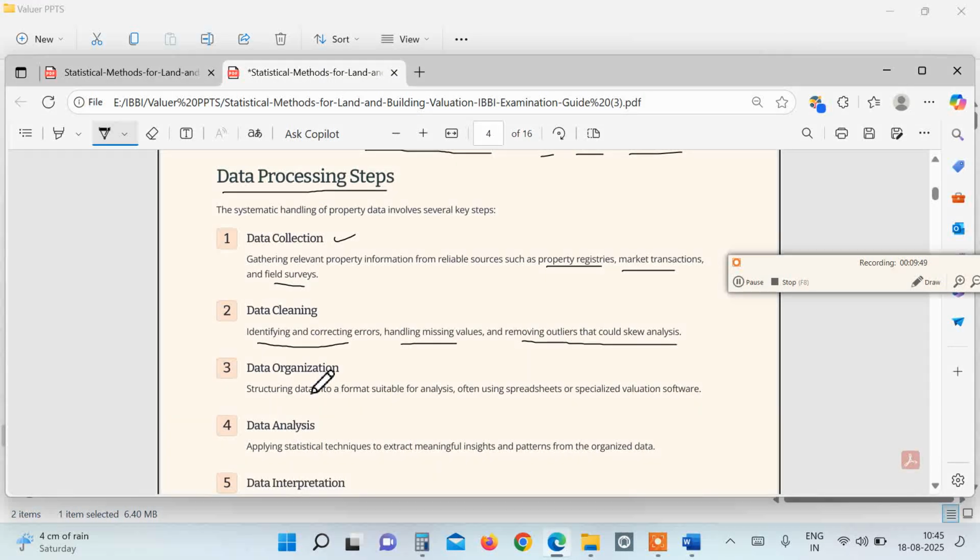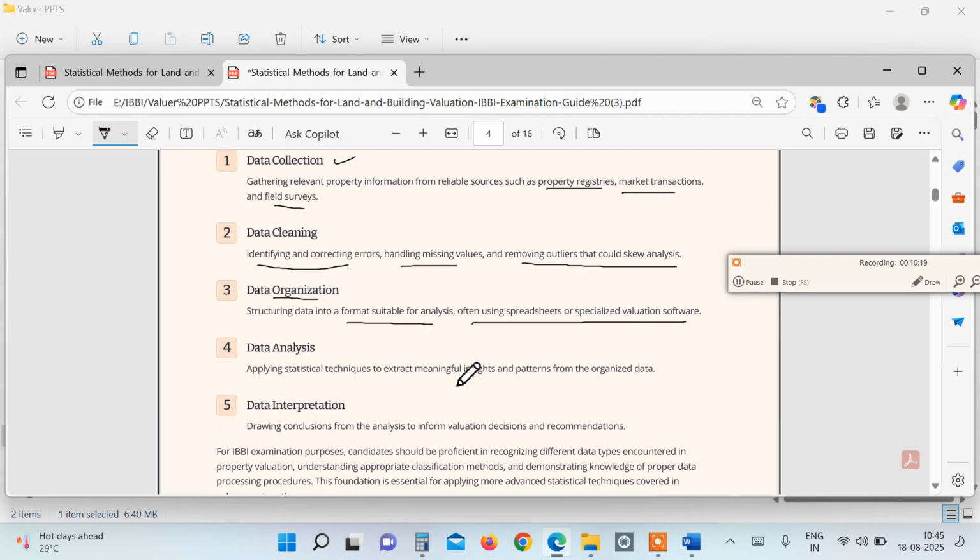And the third step is data organization. So first, when you have collected the data, you have removed the errors and other things from the data, meaning you have cleaned the data, then you have to organize it. Structure data into a format suitable for analysis, often using spreadsheets or specialized valuation software.